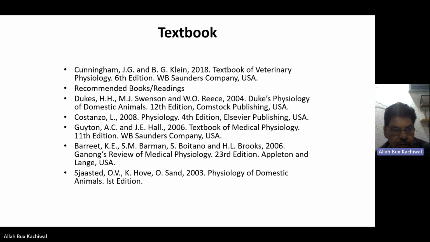So the textbooks recommended for this course are the Textbook of Veterinary Physiology, then Dukes' Physiology of Domestic Animals, then the Textbook of Medical Physiology, and lastly Ganong's Review of Medical Physiology, and Physiology of Domestic Animals. So the latest textbooks may be considered as the reading books.